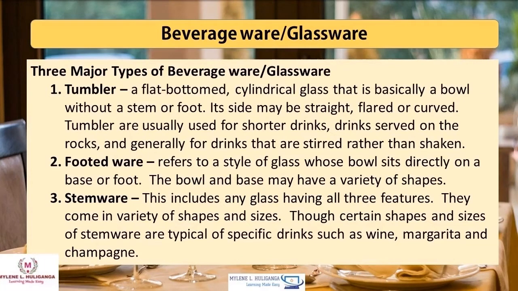Second is the footed ware. The footed ware refers to a style of glass whose bowl sits directly on a base or foot. The bowl and base may have a variety of shapes. Third is the stemware. The stemware includes any glass having all three features. They come in a variety of shapes and sizes.